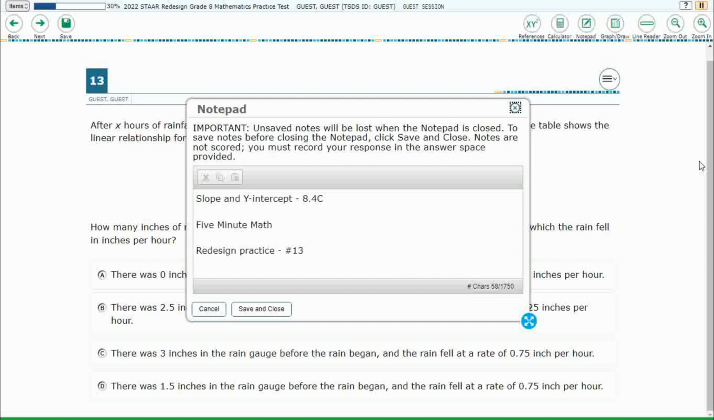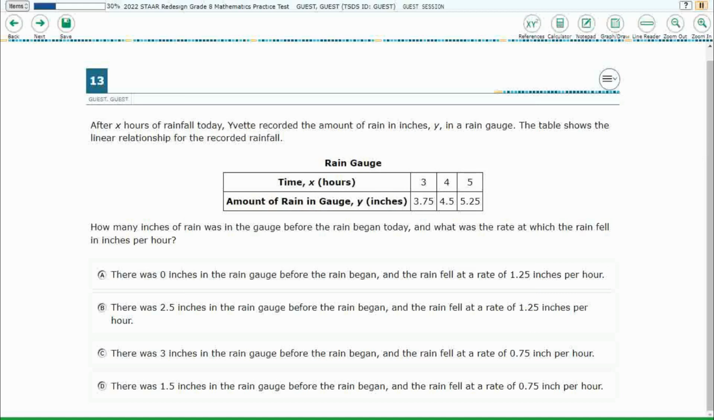Today we are looking at the 8th grade concept of slope and y-intercept. This is standard 8.4C in the great state of Texas, and we are using item number 13 off the Redesign Practice Online STAAR test. If you haven't done so already, please go ahead and take a moment to pause the video, work this problem out on your own, unpause it, and we will look at our answers together.